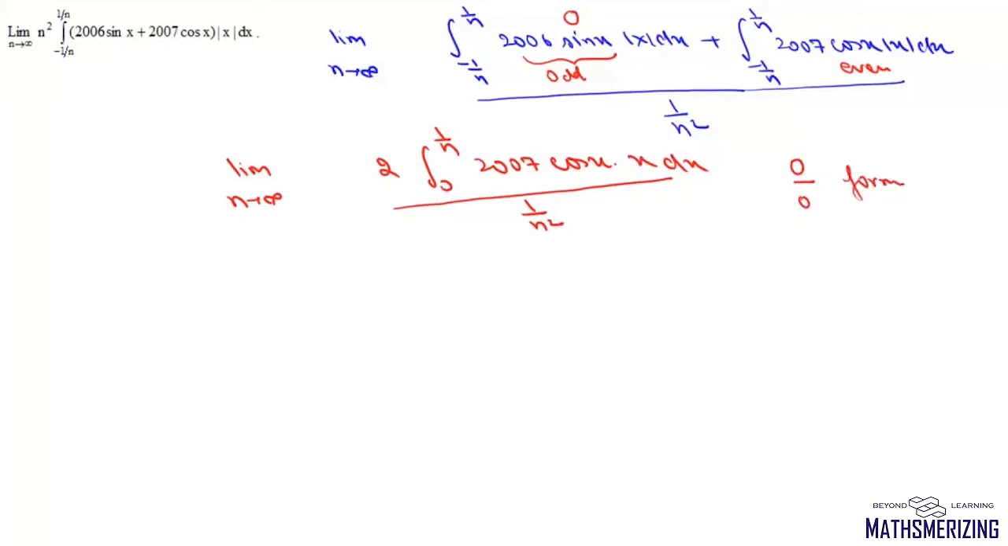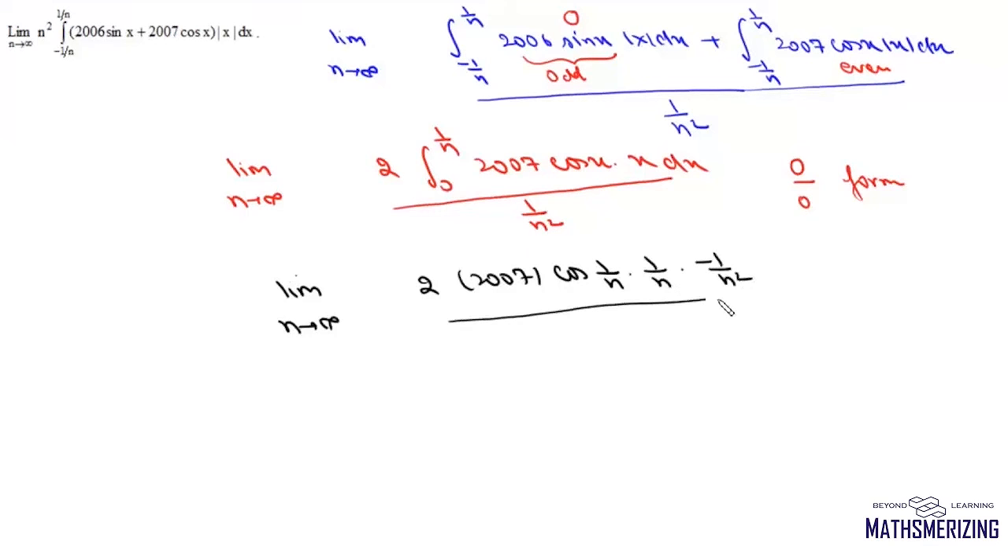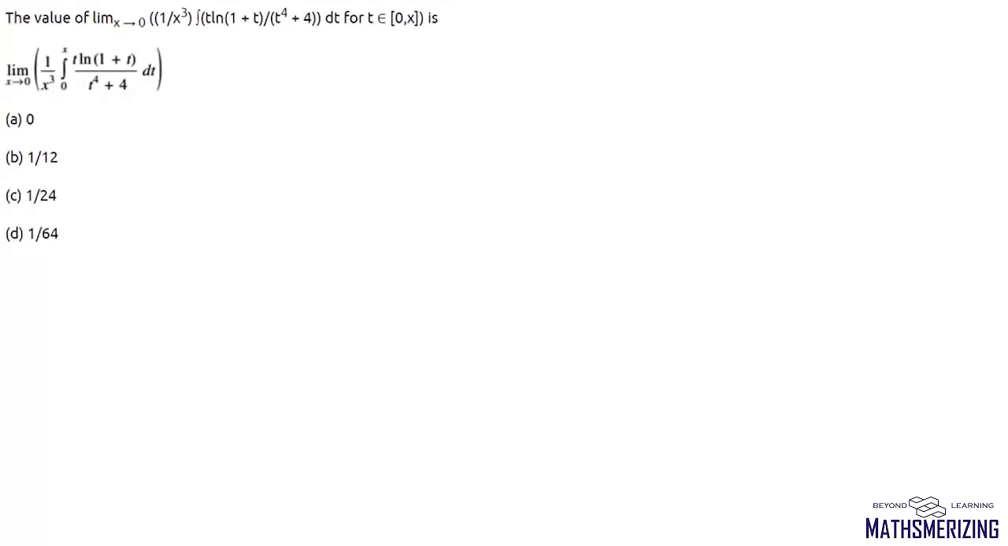So we'll use L'Hopital's rule, where we'll differentiate numerator and denominator. So we'll write limit n tends to infinity, and that will be 2007 cos 1 by n into 1 by n, and then the derivative of 1 by n will be minus 1 by n square, and here in the denominator it will be minus 2 by n cube. Now minus and minus will cancel, 2 will also cancel, and n cube will also cancel. So we'll get this as limit n tends to infinity 2007 cos 1 by n, and it is cos 0, and cos 0 is 1. So value of this limit is 2007.